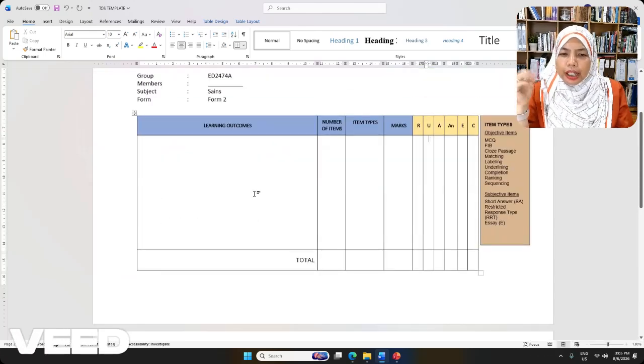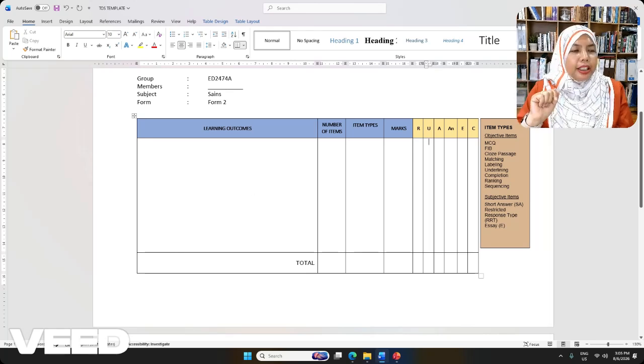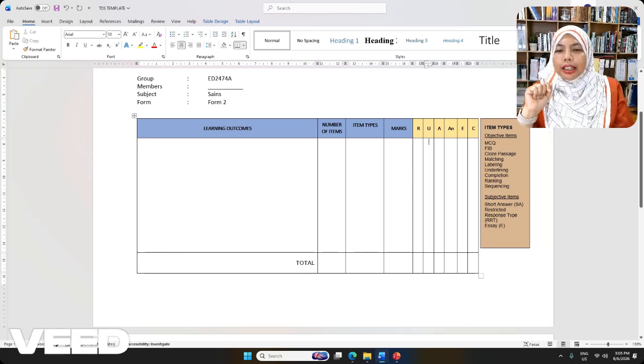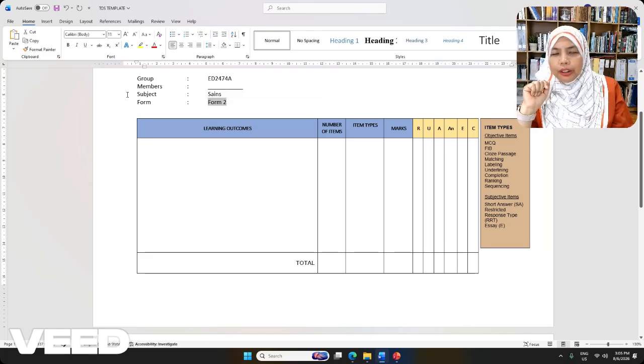Okay, so let's start filling up our TOS. I will be referring to the learning standards for Form 2 based on the science subject.